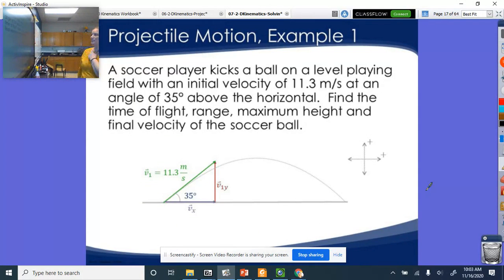A soccer player kicks a ball on a level playing field with an initial velocity of 11.3 meters per second and an angle of 35 degrees above the horizontal. Find the time of flight, the range, the maximum height, and the final velocity of the soccer ball.